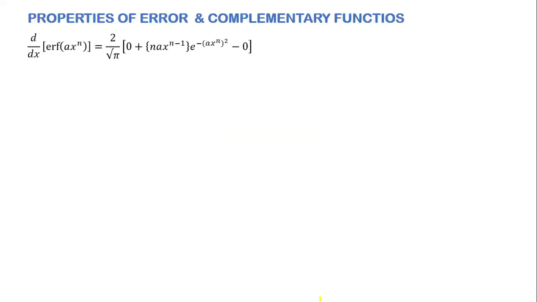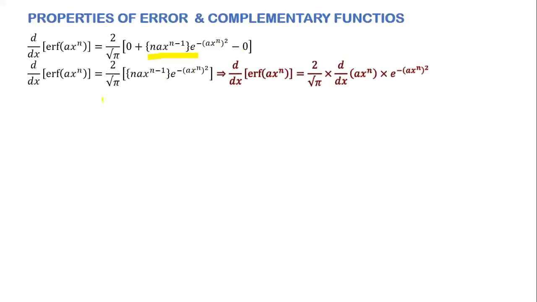So the derivative of error function of ax raised to n is equal to 2 by root pi, times the derivative of ax raised to n, that is n a x raised to n minus 1, times e raised to minus ax raised to n whole square, minus 0. If you simplify this, you will get 2 by root pi n a x raised to n minus 1 e raised to minus bracket a x raised to n square.